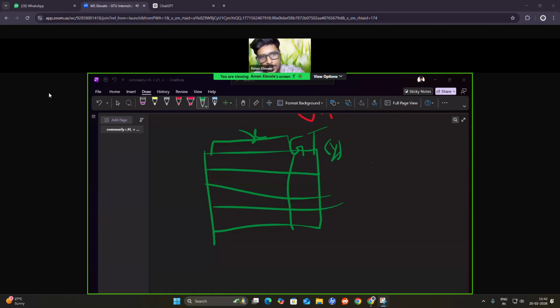What is the formula for standard scalar? Do you know Z score? Do you know Z score?